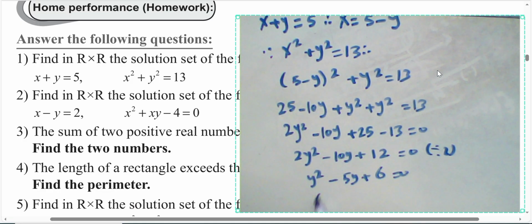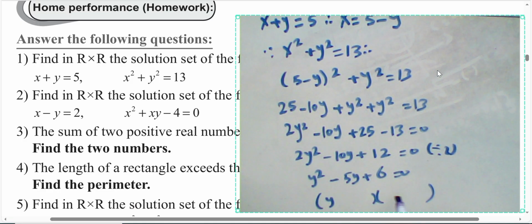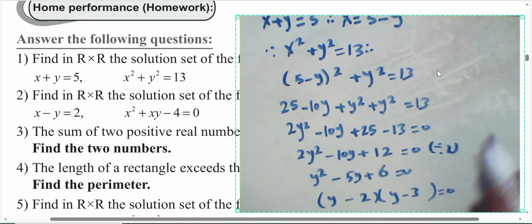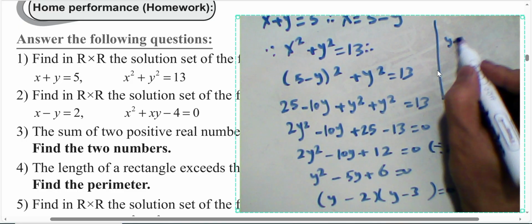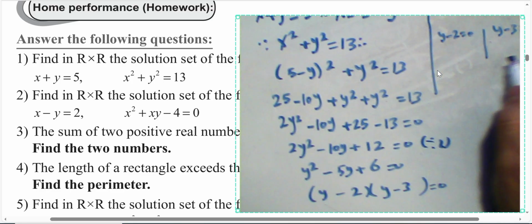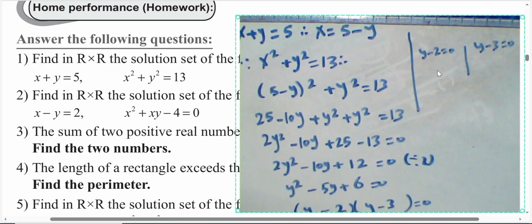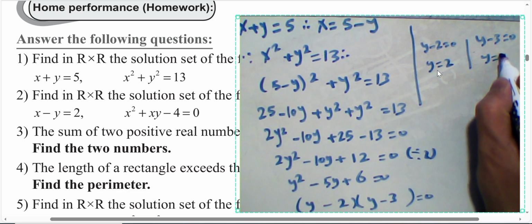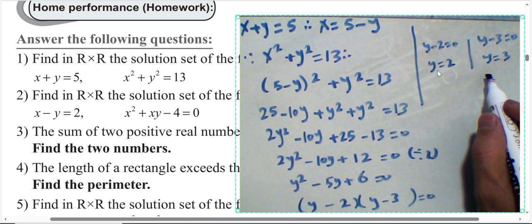Open two brackets here, y times y for y power 2, and we want two numbers whose product equals 6 and whose sum is 5, 2 times 3. Write negative times negative. Then we have y minus 2 equals 0, or y minus 3 equals 0. The first solution here, y will be equal to 2, and the second, y will be equal to 3.